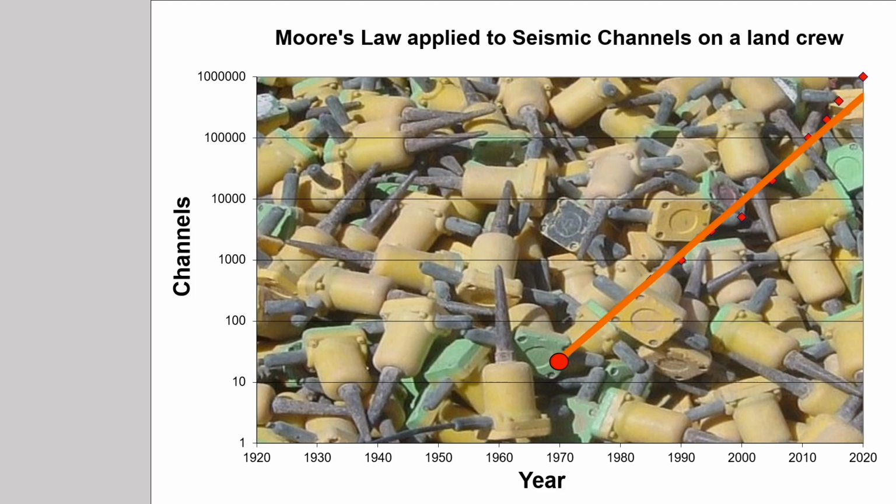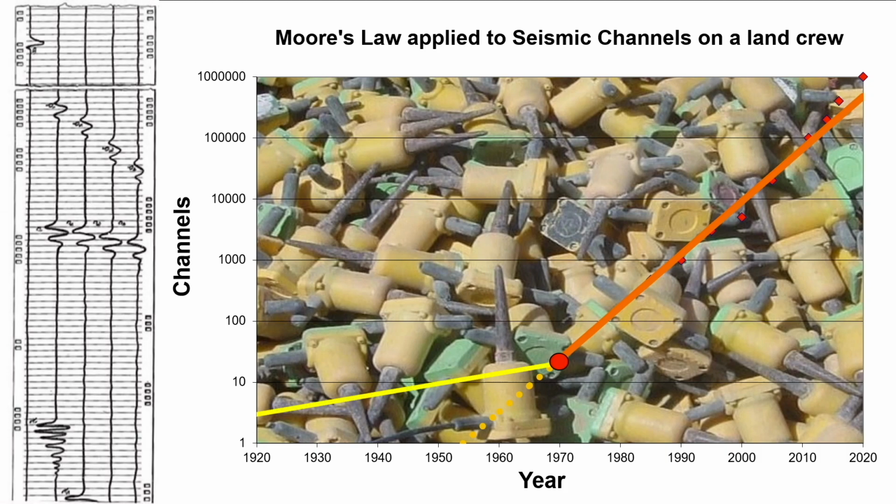But let's look backward from the 70s. If this trend had held to earlier years, we might have expected that the first single-channel recording would not have happened until the early 50s. But we know the line goes back to 1921 and Karcher's original experiment. So what happened in the 1960s?